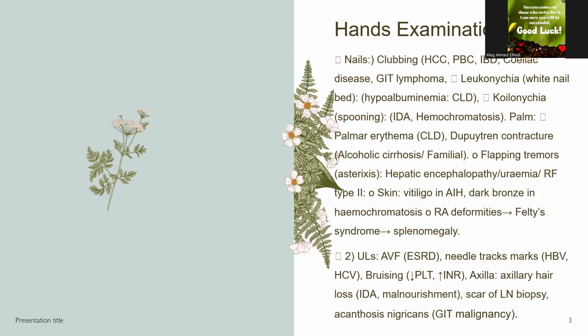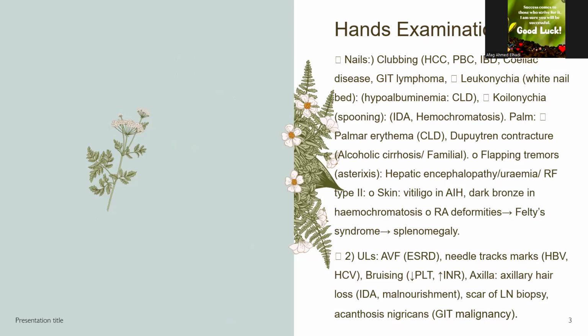So just summarize the hands again. We look for clubbing, we look for koilonychia, which is spooning of the nails, and we look for leukonychia, which is white nail beds. And then we look in the palm for Dupuytren's contractures and for palmar erythema. And we check for flapping tremors, and we look for any skin changes and then any rheumatoid deformities.